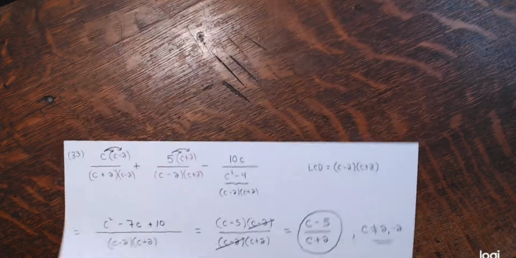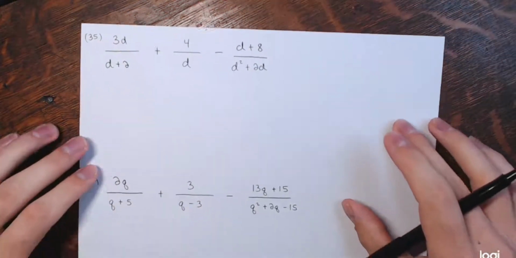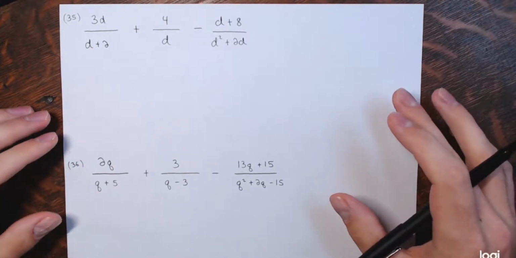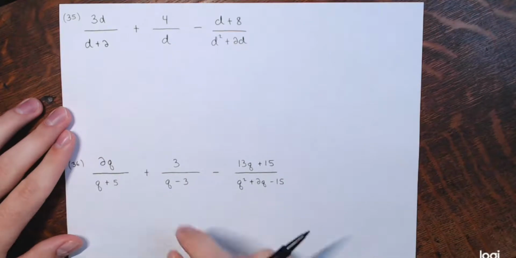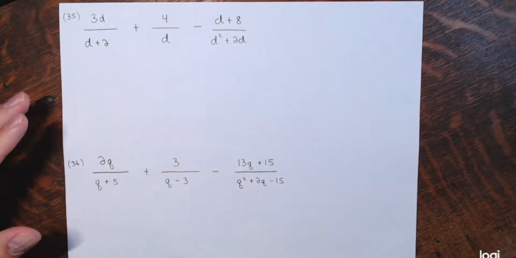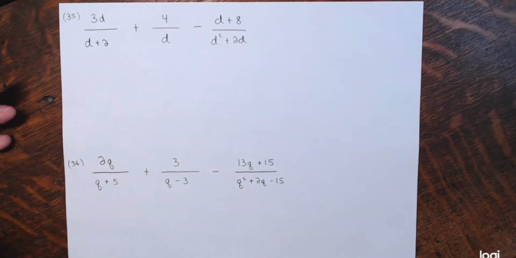All right, now we're coming to the last page. Examples 35 and 36. Again, very, very similar to the previous ones where you're fraction plus fraction minus another fraction. And again, just pay attention to where there's addition and subtraction in whatever examples you're working on.